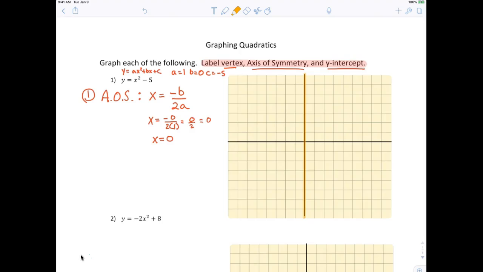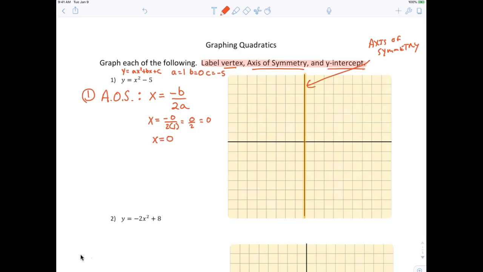So there's x equals 0. That line itself is called the axis of symmetry. And what does that mean? That means everything on the right is exactly the same as everything on the left. That's what's referred to as symmetry. If you fold the graph on that line, we'll get the mirror image. All right?